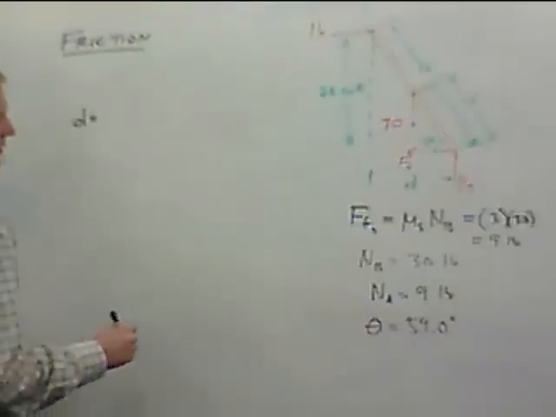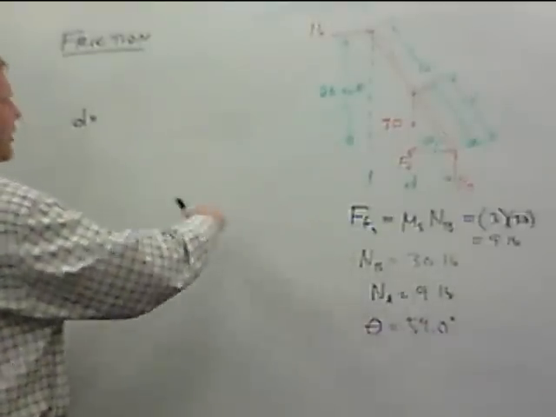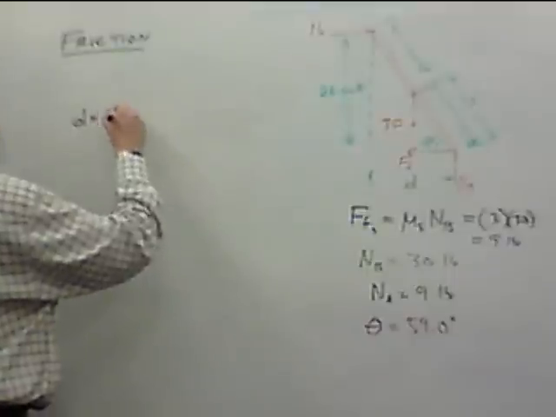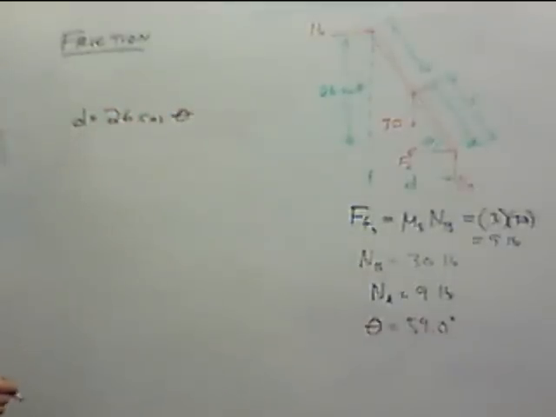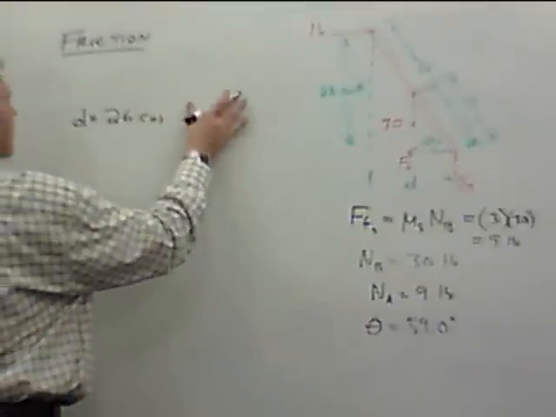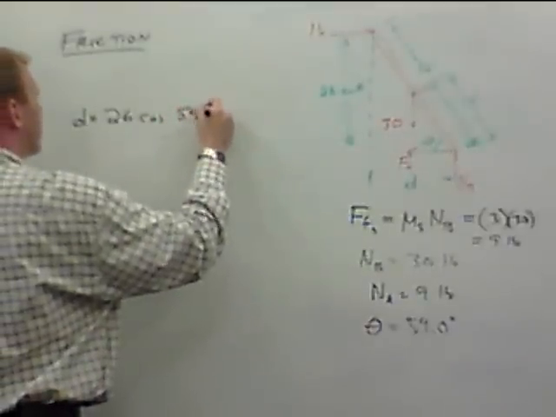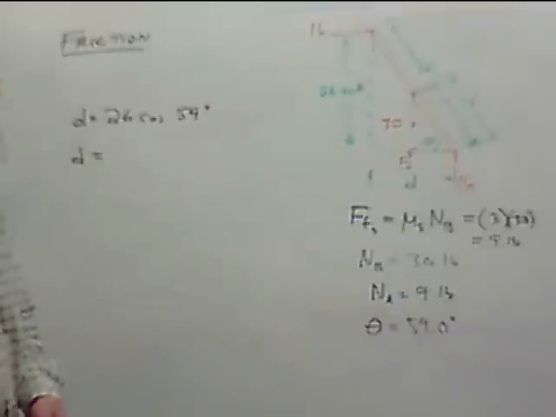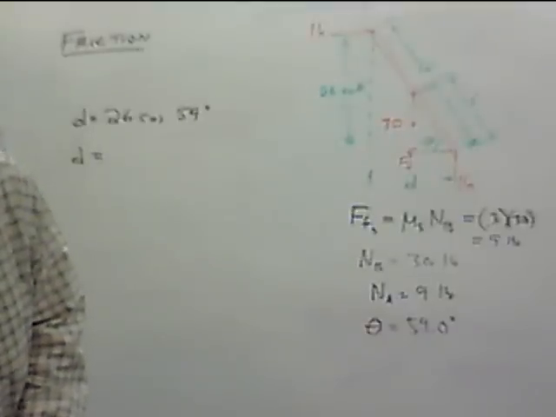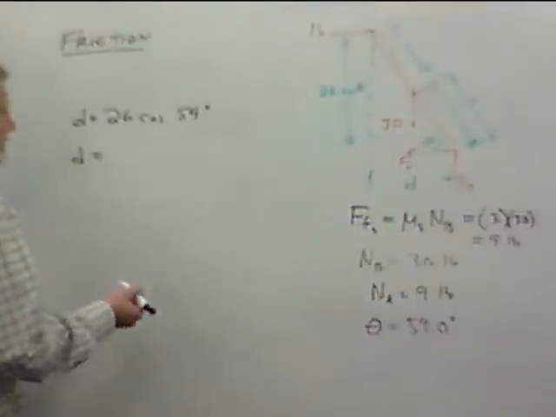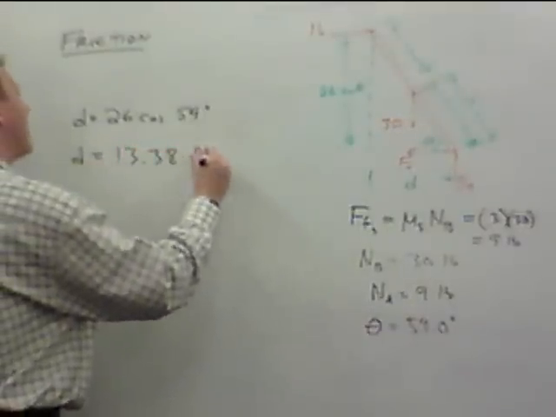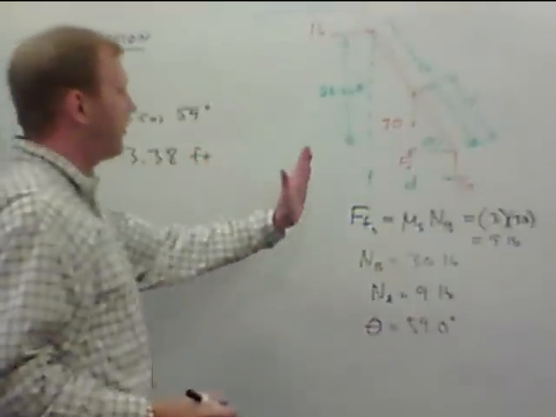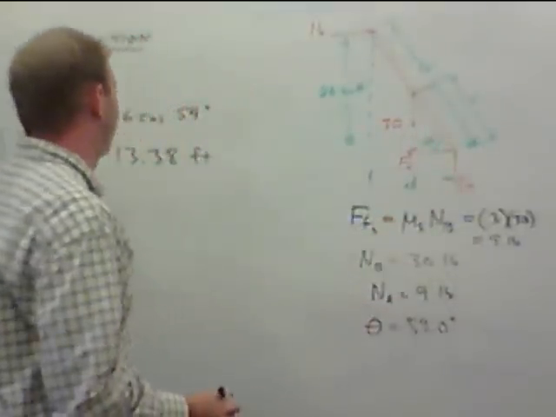D equals, what do we got here? D is 26 times the cosine of theta. Theta is 59 degrees, so 26 cosine 59 is 13.38, feet. So the furthest you can place this ladder away from the wall before it starts to slip is 13.38 feet.